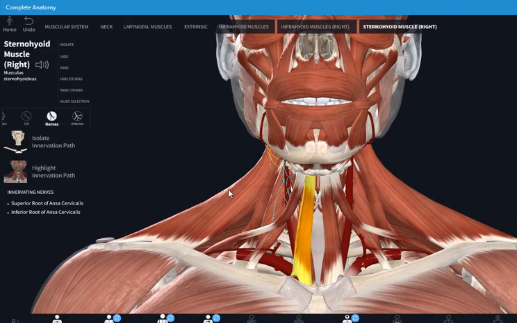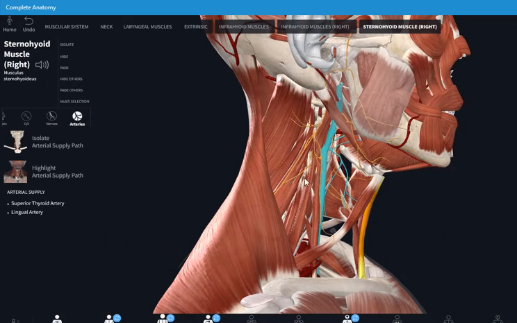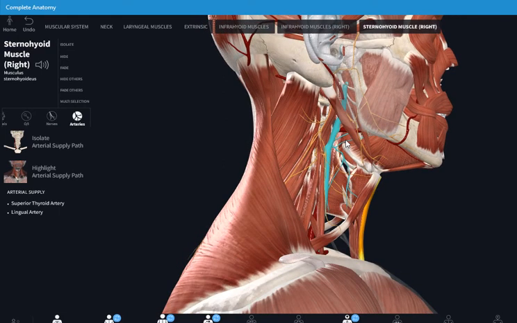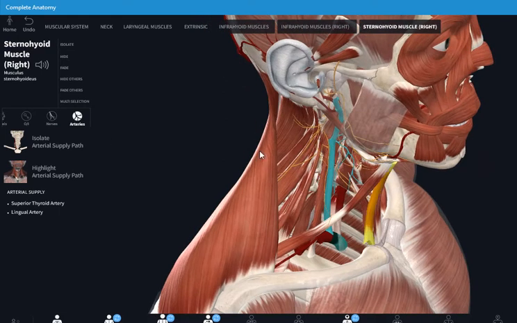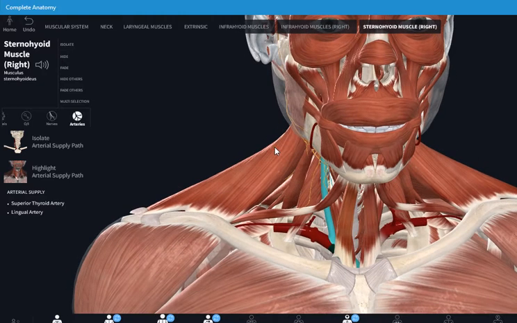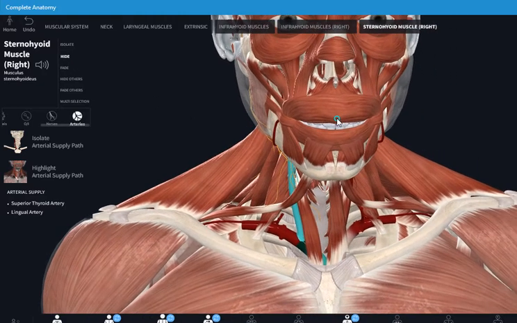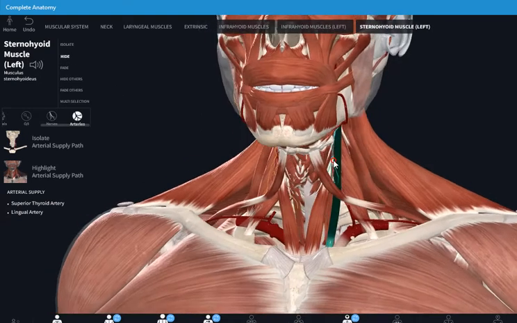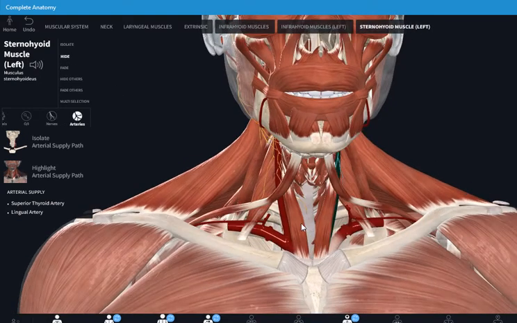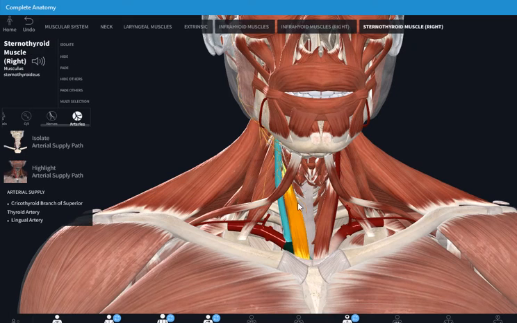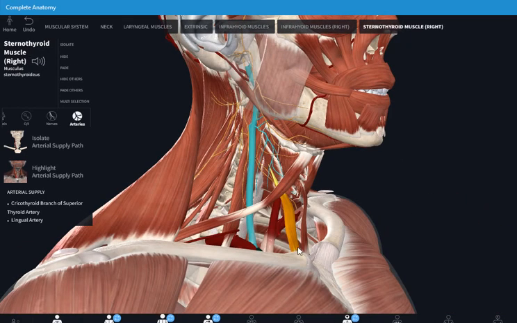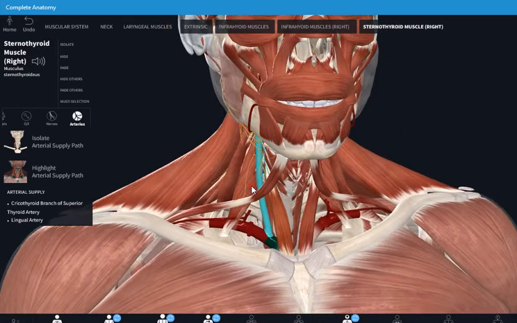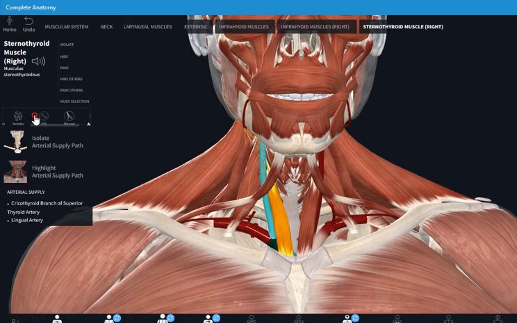Now the next one, we can visualize the arterial supply. You need to know that the arterial supply here will be as such. It will receive from the superior thyroid artery here and also the lingual artery here. Now after visualizing the sternohyoid muscle, we are going to hide it on both sides. So we hide. Now we can pass to the next muscle here. This muscle is called the sternothyroid, because it connects the sternum to the thyroid cartilage of the larynx.